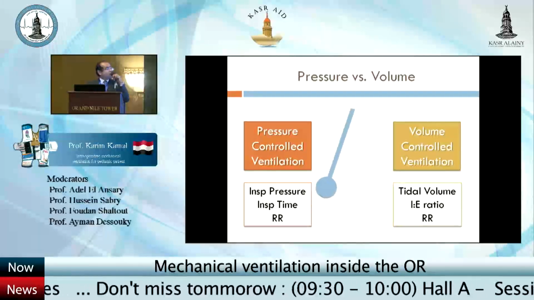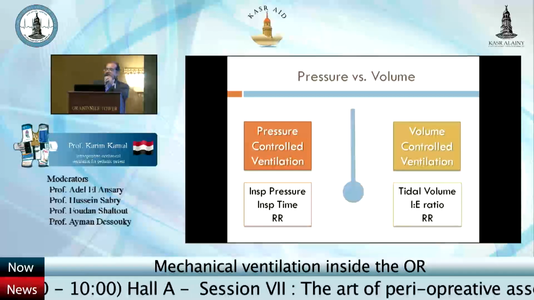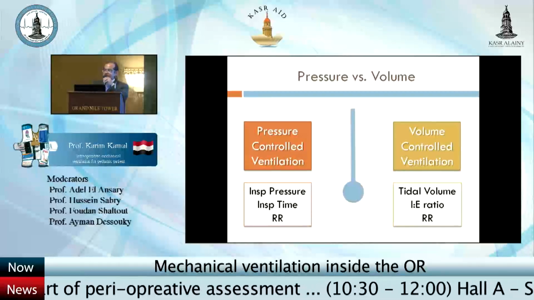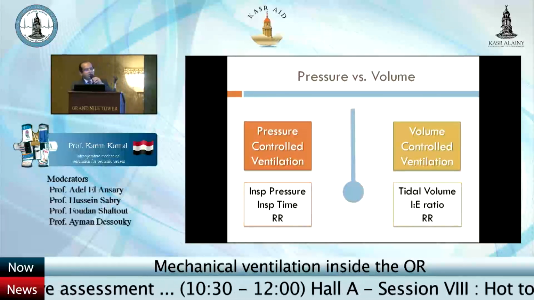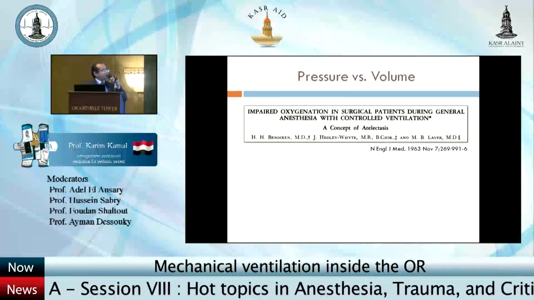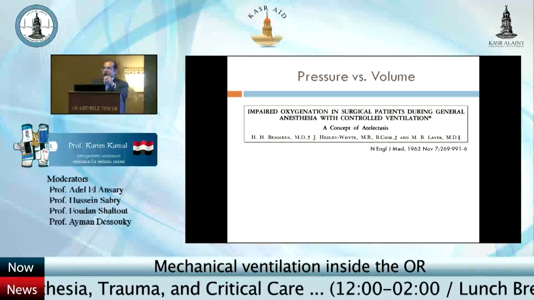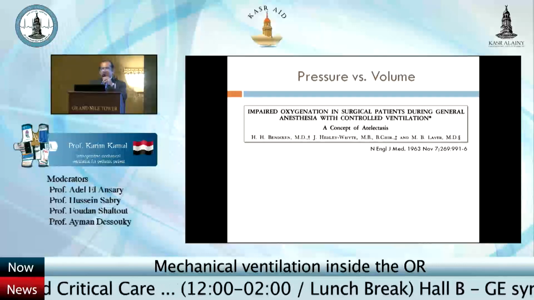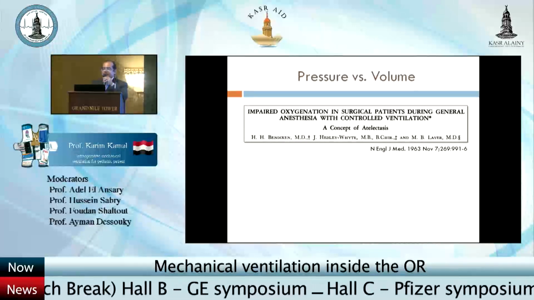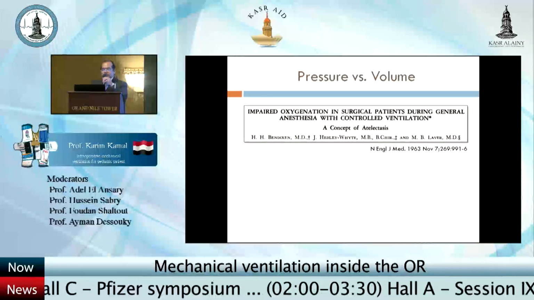The pendulum started moving back and forth between the two modes over the past 50 years. And the trend has shifted between pressure ventilation and volume ventilation. This change in trend started 50 years ago. It started with one of the landmark studies published about ventilation of anesthetized patients in 1963 by Ben Dixon and his colleagues, which studied the impaired oxygenation that occurs in surgical patients during general anesthesia.